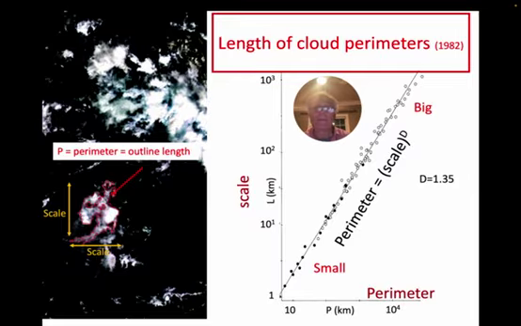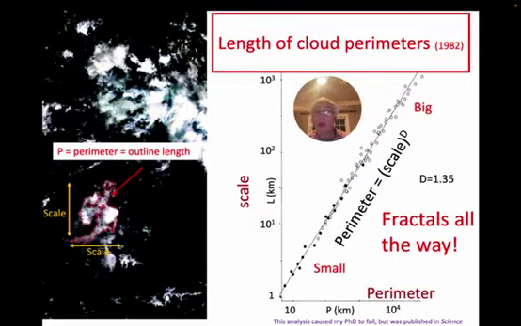When I applied this to many clouds, I found that the perimeter increases as the length of the diameter to the power d. d is the fractal dimension. Here, it's 1.35, so the tortuous perimeter of this cloud lies in between the dimension of a straight line, 1, and a plane, 2. It's actually 1.35, and it's fractals all the way. This beautiful result contradicted prevailing scale-bound prejudices.